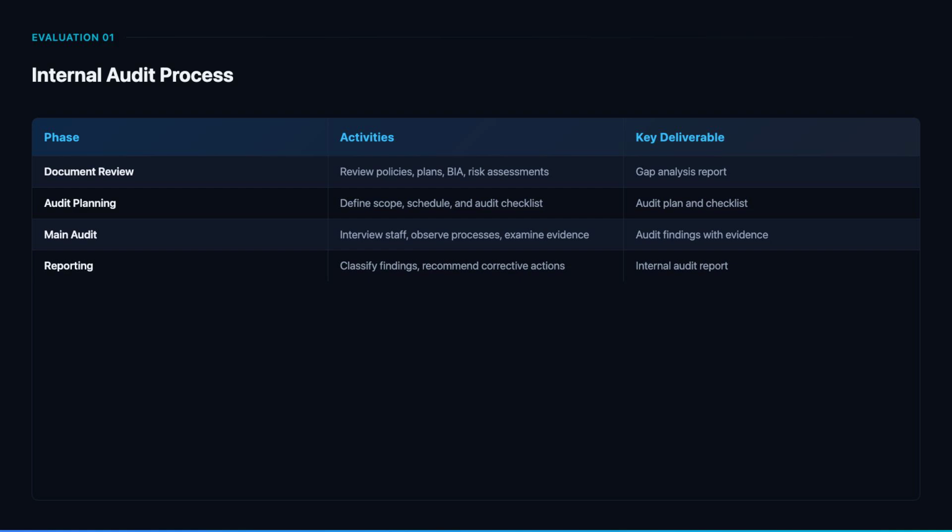Finally, findings are classified as major nonconformities, minor nonconformities, or opportunities for improvement. The internal audit report is presented to management with recommended corrective actions and timelines.